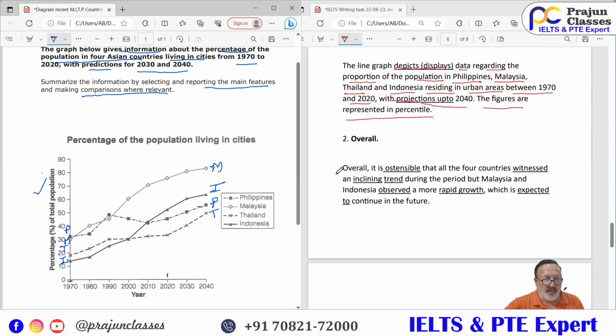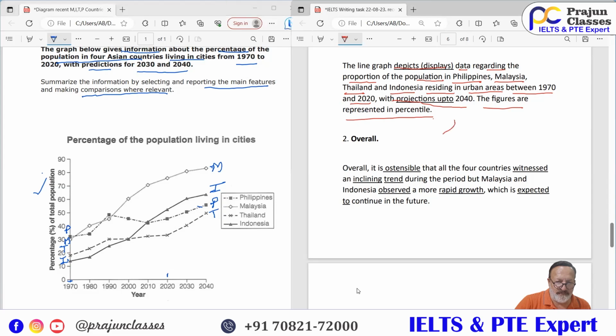So now the overview. In writing the overview, we have to see which lines are higher, and which lines are lower. So one reporting can be this, and the second reporting is normally whether there is an increase or decrease over the years. What do we see, increase or decrease?